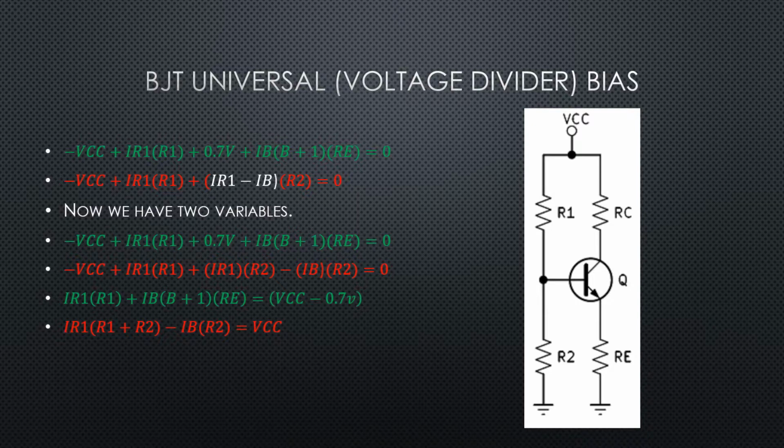So here's the math to simplify things down and get all of my equations in terms of IR1 and IB. I use a TI-89, so I need to get it in this format. I like to match up my IR1s, match up my IBs, and then get my voltage on the other side of the equation so I can easily pop it into my TI-89 and solve for IR1 and IB.